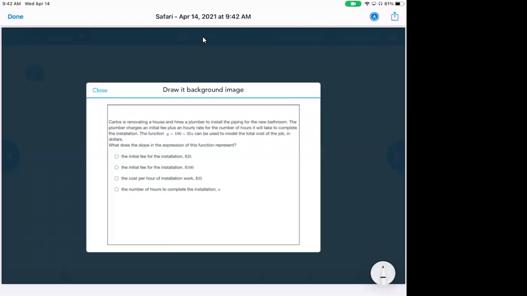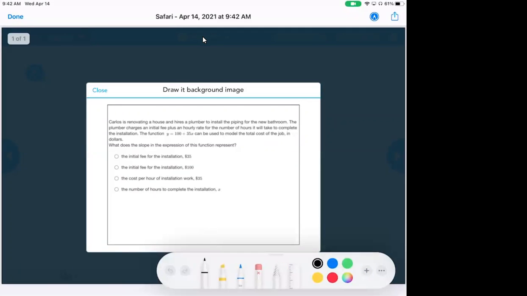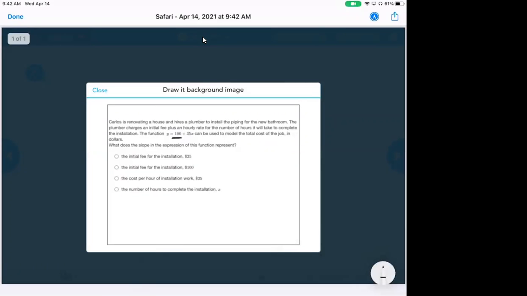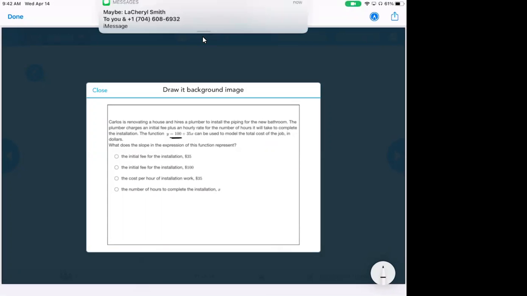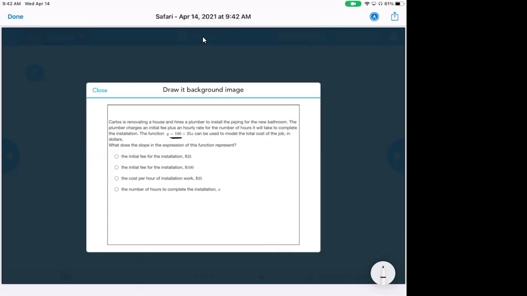So the y-intercept is always the starting point, which is 100. All right, the y-intercept is always the starting point. So it is the actual initial fee plus an hourly rate for the number of hours, right? That's very important. So if the initial fee is 100, then the 35 is the hourly rate per hours.